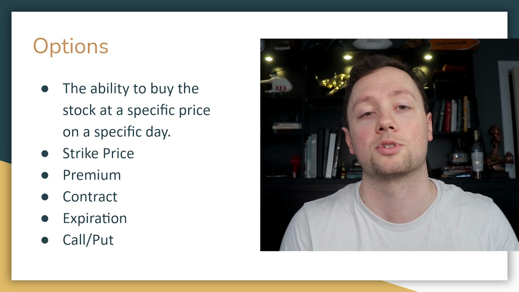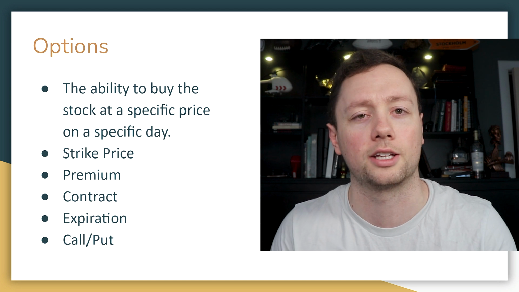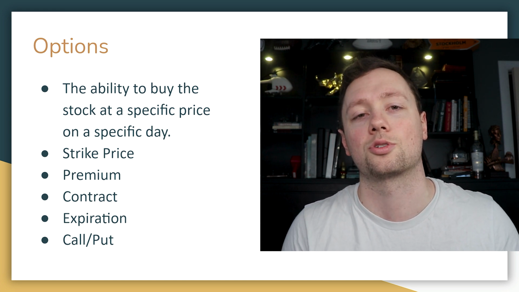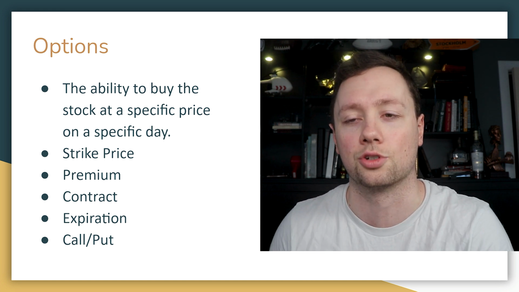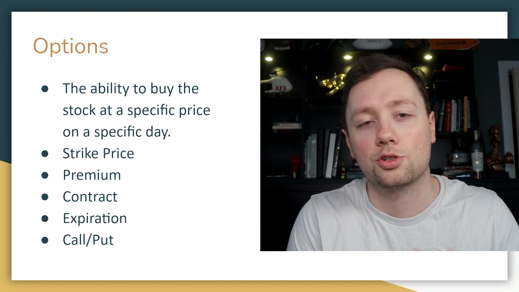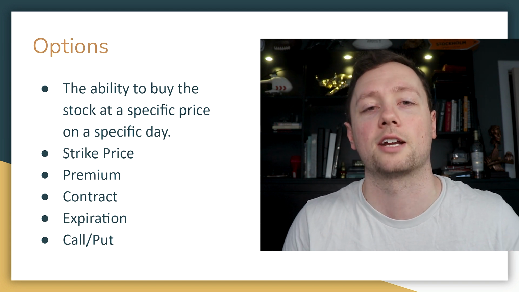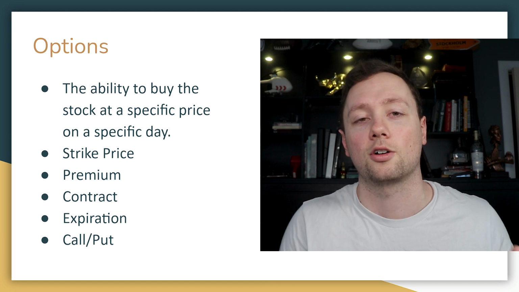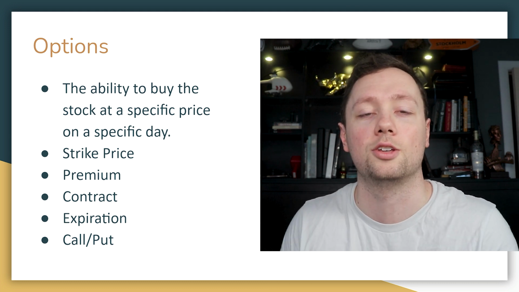Now, a contract represents 100 shares. It's kind of like your eggs are sold in a dozen. Options are sold in a contract that represents 100 shares. The price you pay for that contract is on a per share basis, and that is referred to as your premium. That contract expires on the day that you can buy those shares.